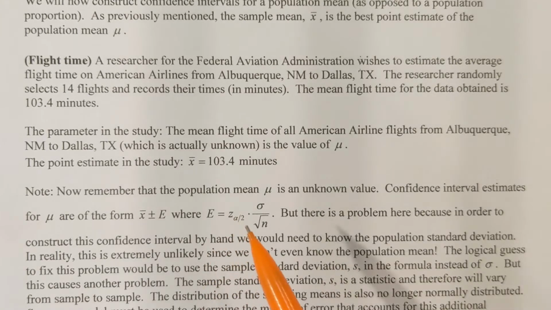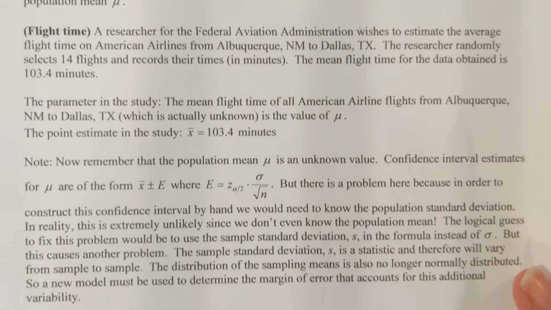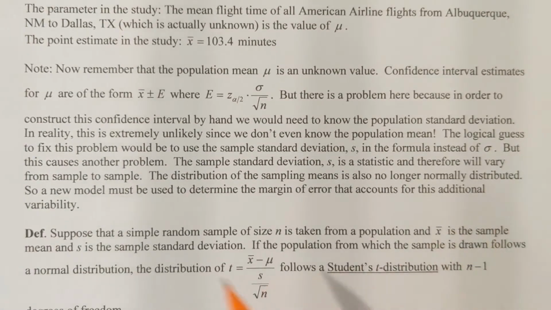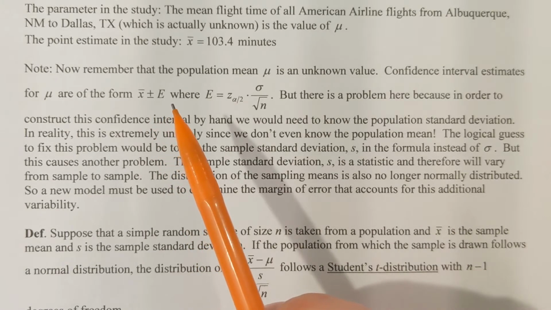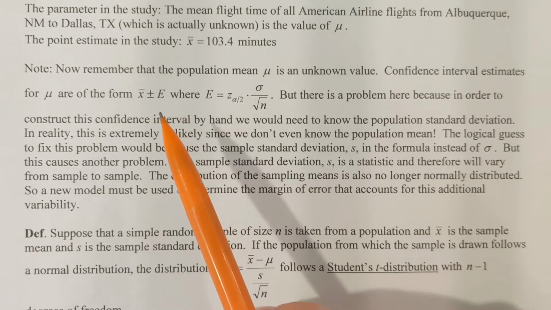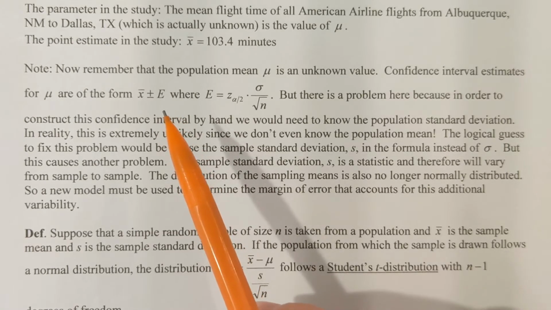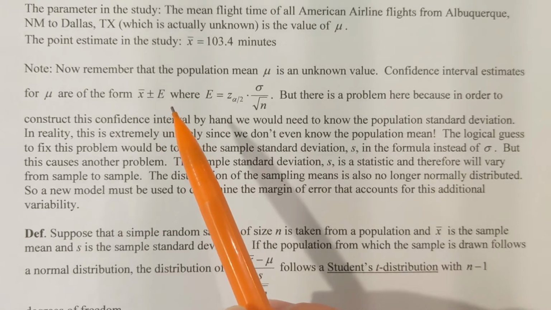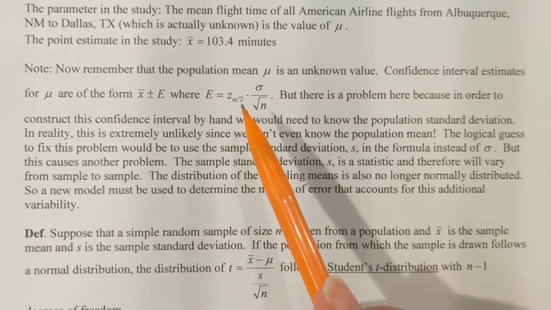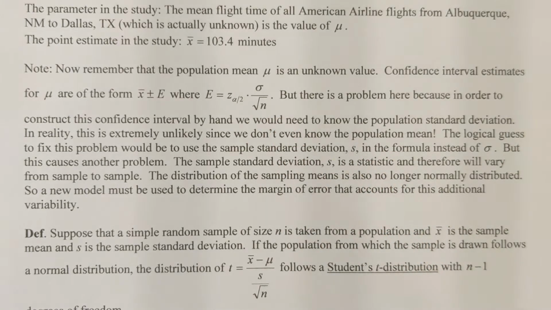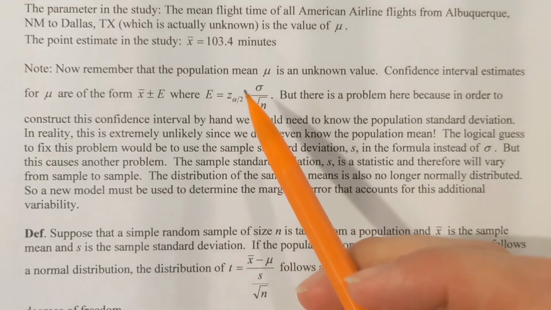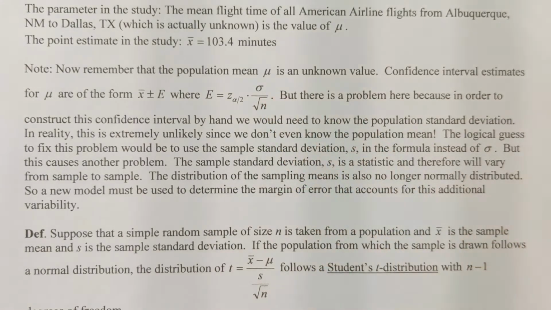There's a note here. Remember that the population mean, mu, is unknown. Confidence interval estimates for mu are of the form x bar plus or minus E. E is the margin of error, x bar is the point estimate. In general, you always take the point estimate and then add and subtract the margin of error. The margin of error is represented by z sub alpha over 2 times sigma divided by the square root of n. Now there's a problem with this because in order to construct a confidence interval by hand, we would need to know the population standard deviation, sigma.